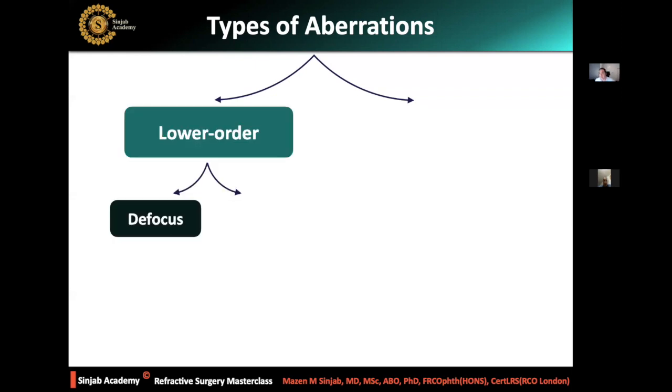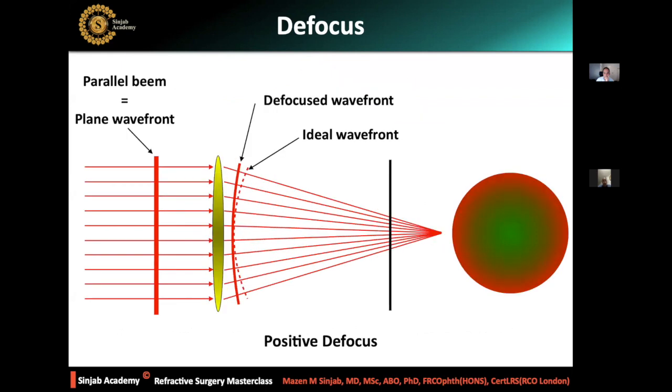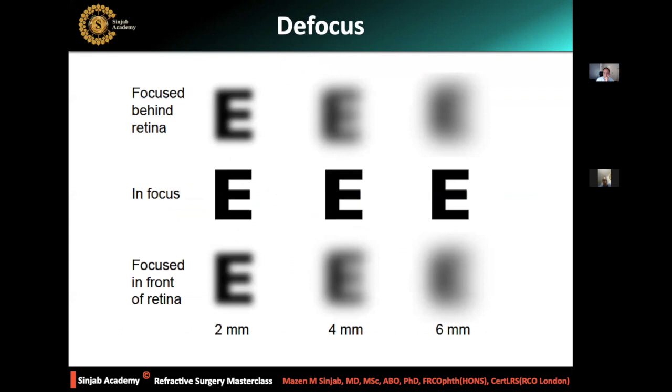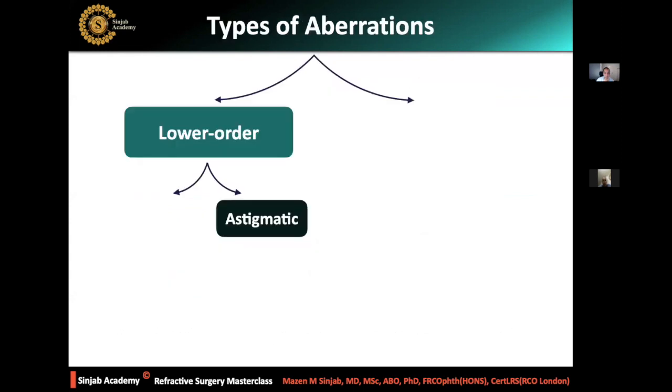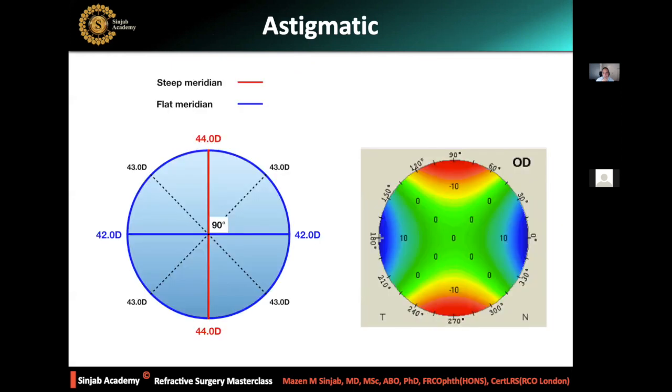Now, what is defocus, which is part of lower order aberrations? It is a lower order aberration that occurs when the image is either in front of the retina in myopia or virtually back to the retina in hypermetropia. So we call this defocus. And it causes blur of vision, which increases with the pupil size. There is another lower order aberration known as the astigmatic. Of course, it occurs because of the astigmatism, as you see.